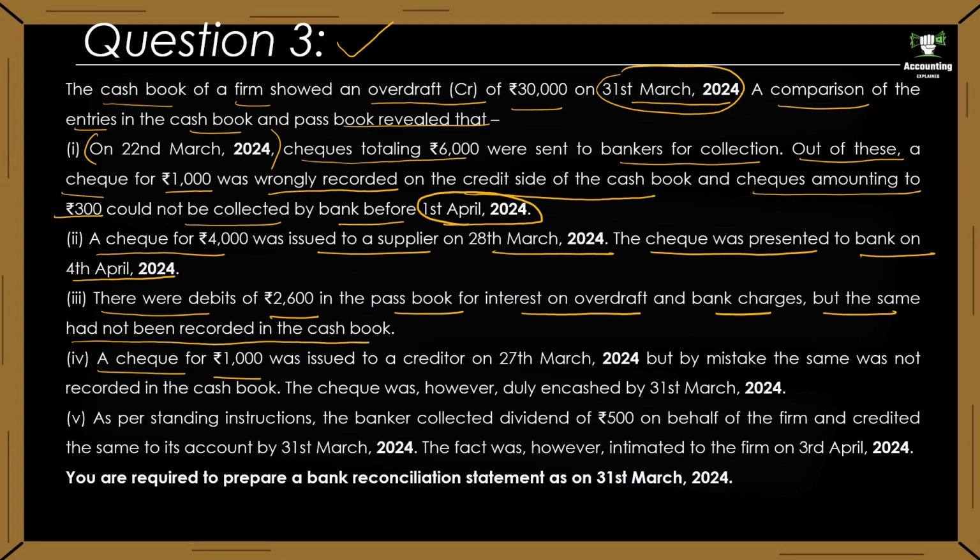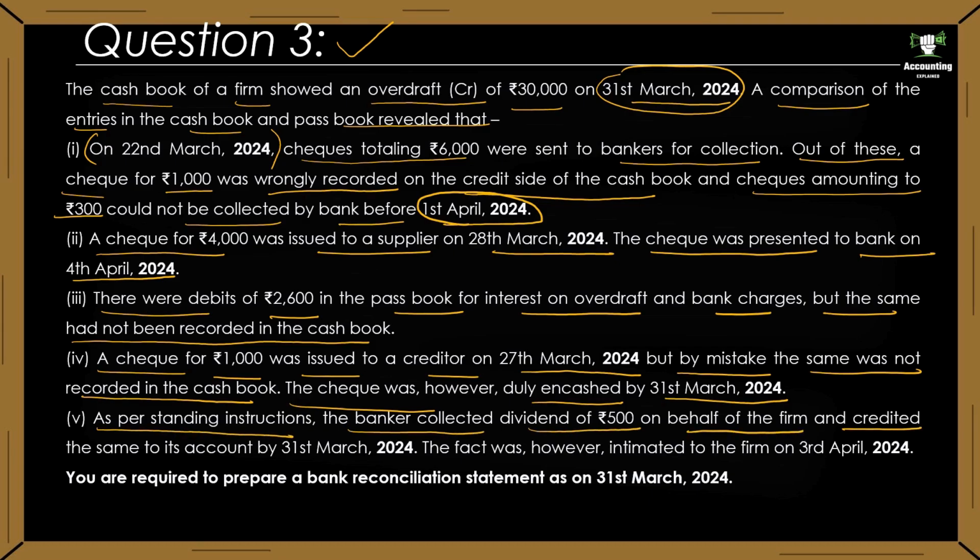A check of rupees 1,000 was issued to a creditor on 27th March 2024, but by mistake, the same was not recorded in the cash book. The check was, however, duly encashed on 31st March 2024. As per standing instructions, the banker collected dividend of rupees 500 on behalf of the firm and credited the same to its account by 31st March 2024. The fact was, however, intimated to the firm on 3rd April 2024. You are required to prepare a bank reconciliation statement as on 31st March 2024.